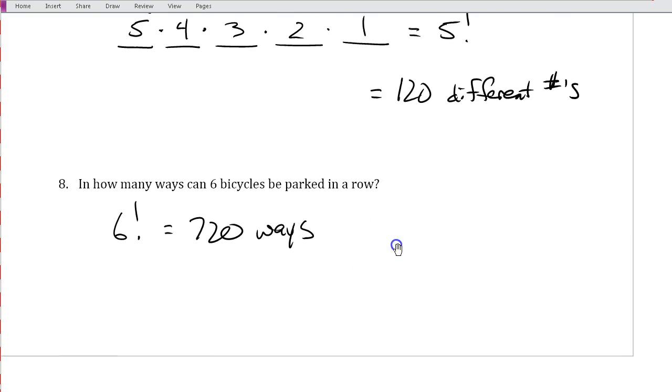Let's see what else we've got down here. Okay, so it looks like that's it for these sets of notes. So we'll stop the video here and continue these on in the next packet.